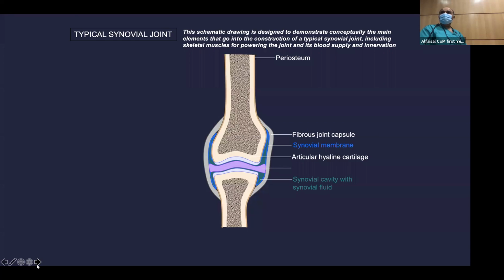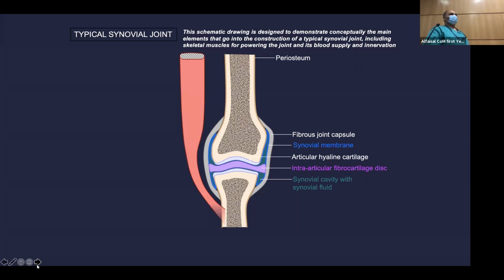Meniscus. The term I use, meniscus, in my knee joint. Then muscles. They cross over the joint, they bring the movements. And every living structure needs blood supply, drainage, nerves which are controlling.